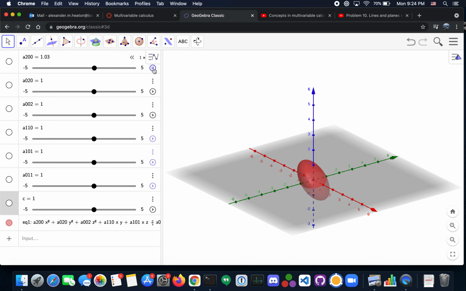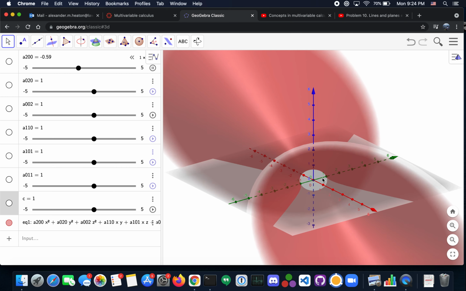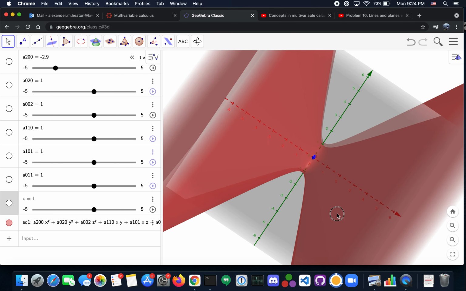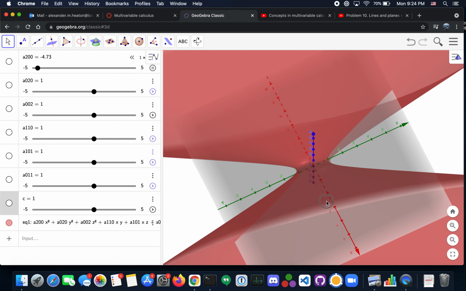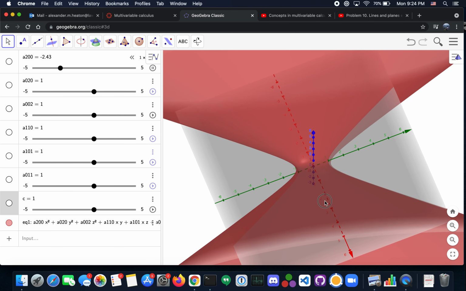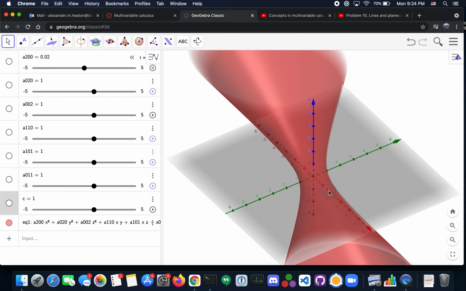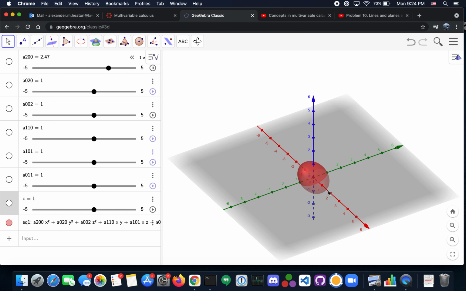So I'm going to click play. Okay, so you can see this thing sort of changing shape. Now it's coming back and whoa. So now it looks like the hyperboloid of one sheet that we saw before, and now it's back to a candy.